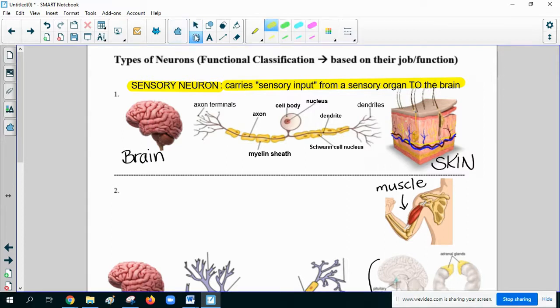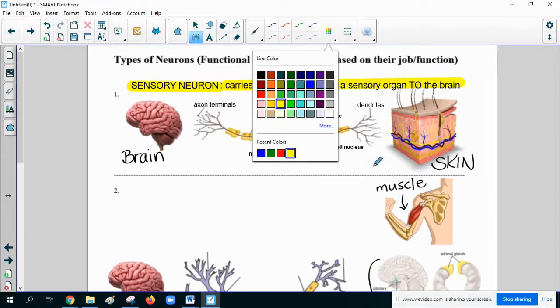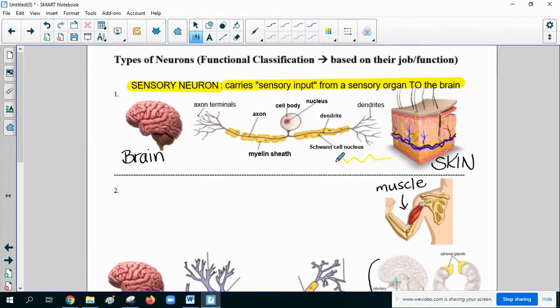And so even though the neuron is organized a little differently than what we've seen previously, it still carries the information in the same direction. So I'm going to use my yellow, and I'm going to make a zigzaggy line like this to represent the electrical information and how it's traveling in this direction from a sensory organ like the skin to the brain.